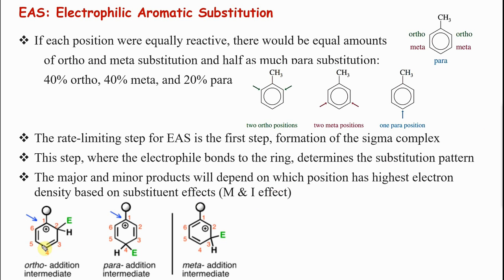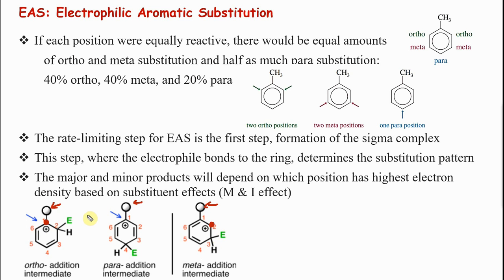Now this position will depend on who is present here. We have drawn the ortho addition intermediate and the para addition intermediate. Suppose the electrophile attaches at ortho, what happens? At para, what happens? At meta, what happens? What you want to look at very carefully here is this: if it gets attached to the ortho or para position, the carbocation C plus is right here, whereas for meta, C plus is right here.